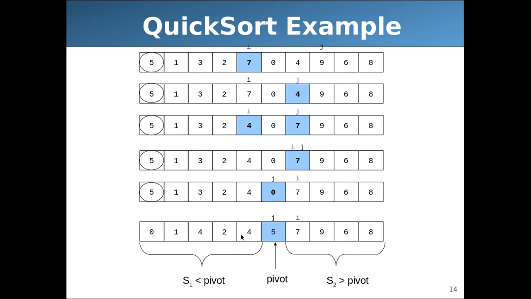And now we're going to sort these subarrays. So now we'll recursively call this, and we'll sort these. We'll choose our pivots and sort those.